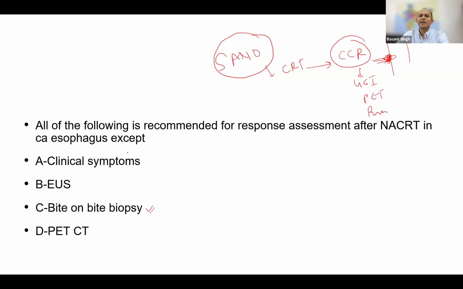So if you want to assess a complete pathological response, what we do is bite on bite biopsy, and they have taken that from the SANO trial. Endoscopic ultrasound is not very good here. Once you radiate a tissue, EUS is very bad at picking up whether it is radiation induced or malignancy. Same in rectum also, right? Same in rectum also.